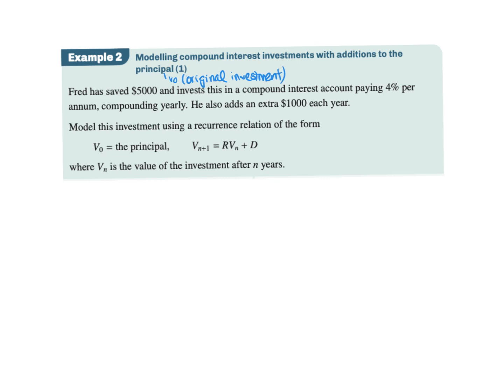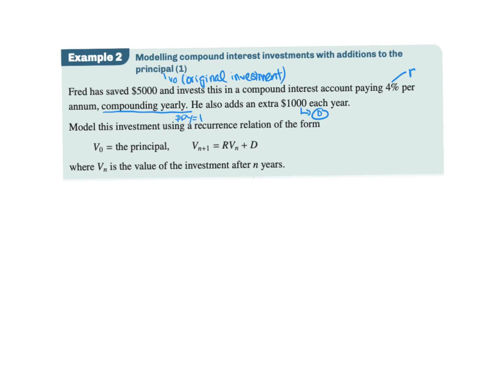So Fred has saved $5,000 and invests this in a compound interest account paying 4% per annum. We're going to start getting used to writing things. So that's my R, remember the per annum, and it's compounding yearly, so that's telling me PPY equals 1. And he also adds an extra $1,000. When he adds that extra $1,000, that's the D, the extra payment. And they want you to model this using a recurrence relation.